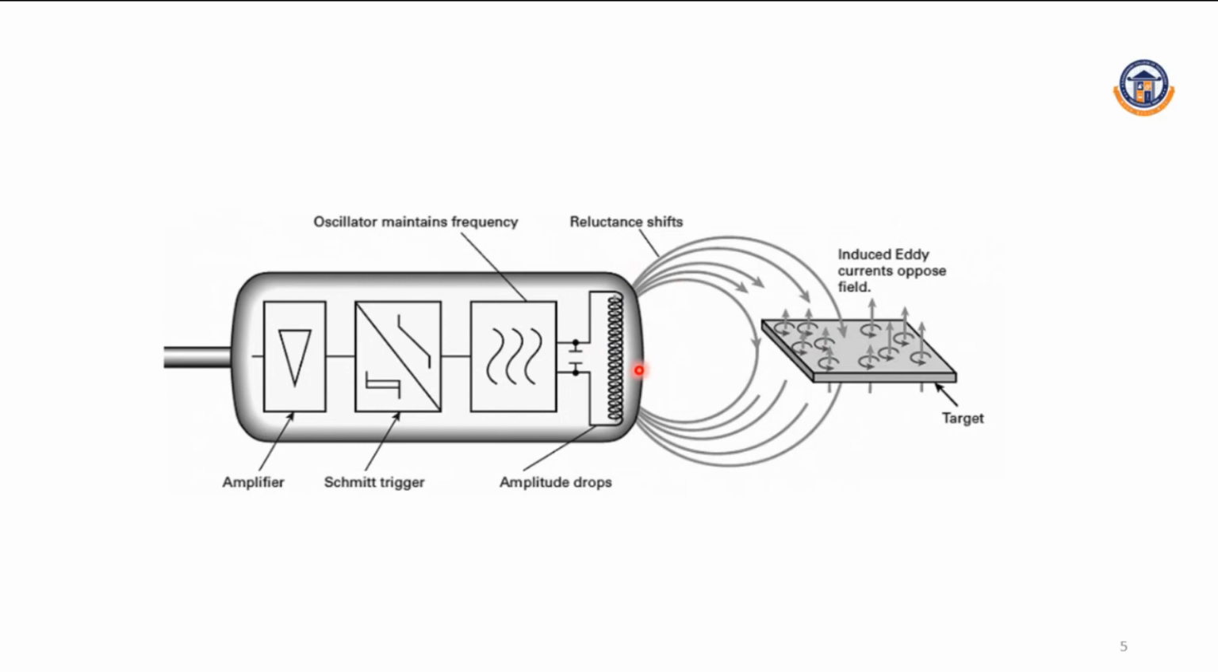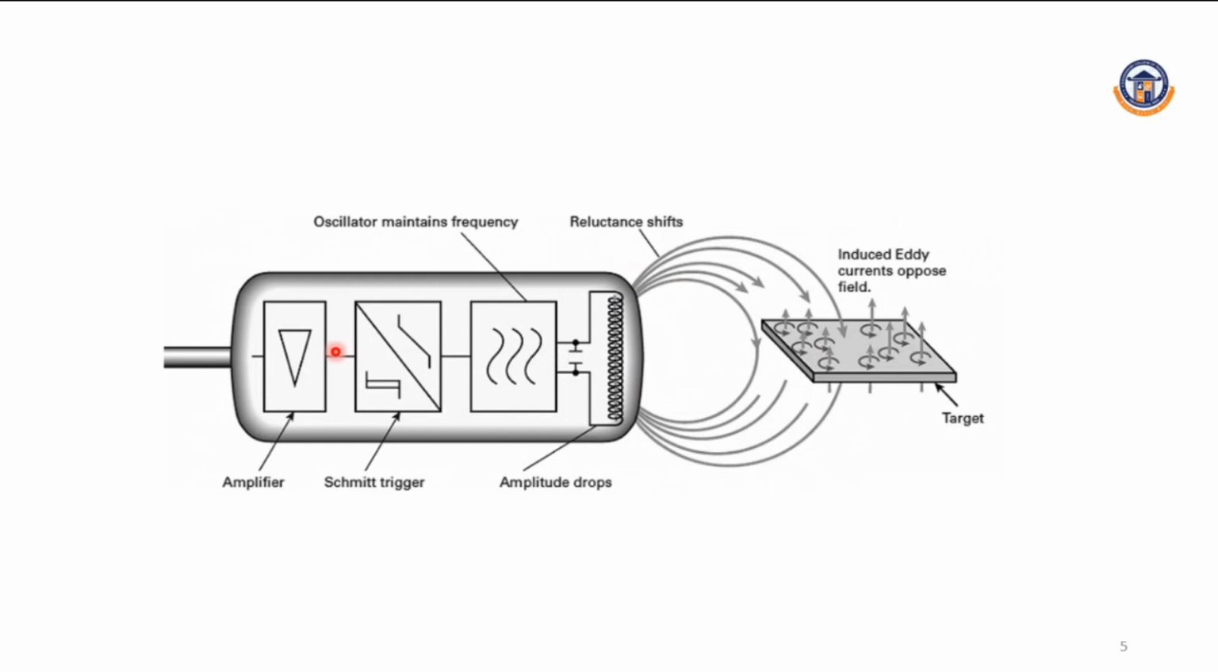So what will happen is the oscillator signal level will change due to the opposing nature of the magnetic field. And when the signal level is changed, this is measured with the help of a Schmitt trigger. The Schmitt trigger will give the output with respect to the change in inductance level, and the output will get amplified, and it will be measured outside to give the level of inductance present.